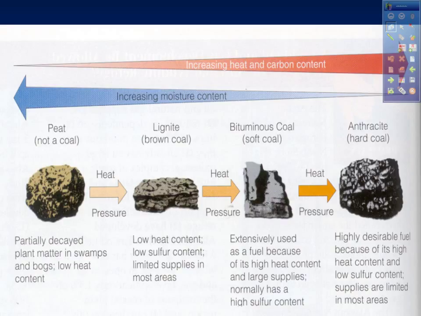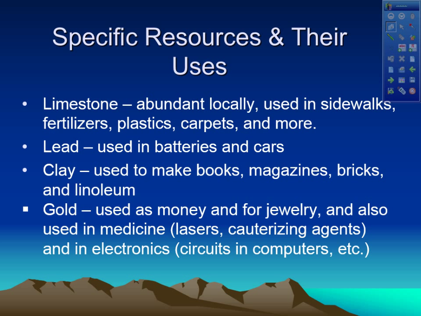Lignite is the brown coal, very low heat, low sulfur, limited supplies. Bituminous coal is a soft coal. This is what's used primarily as a fuel with a high heat content, large supplies, but it has a lot of sulfur in it. And then the anthracite is the hardest, has the most heat, the most carbon, and the least amount of water, so this is the highest quality fuel.